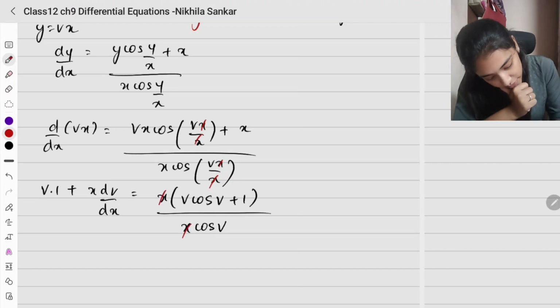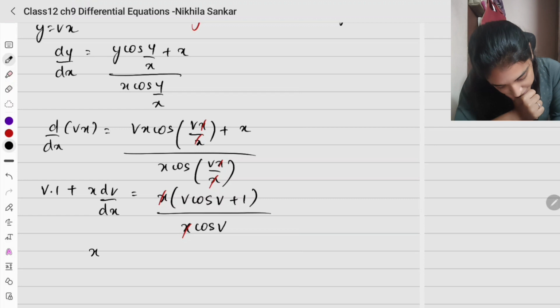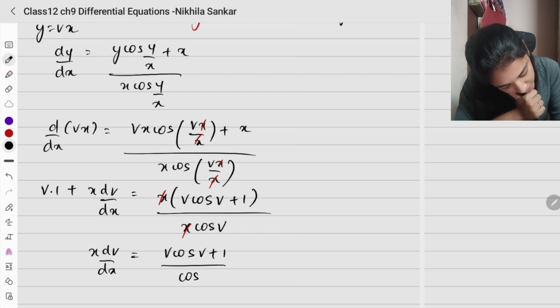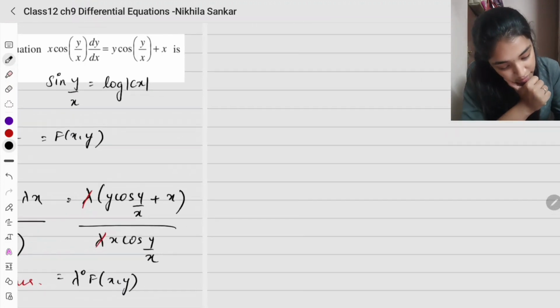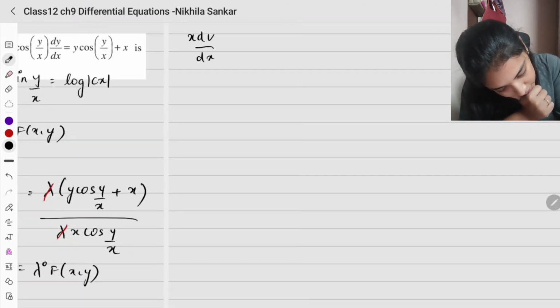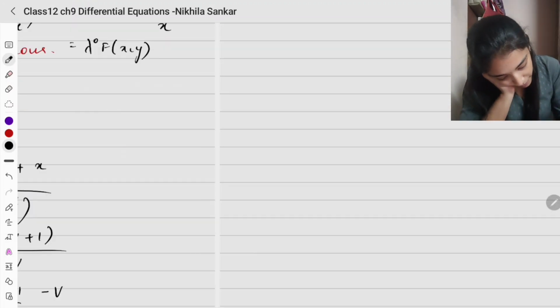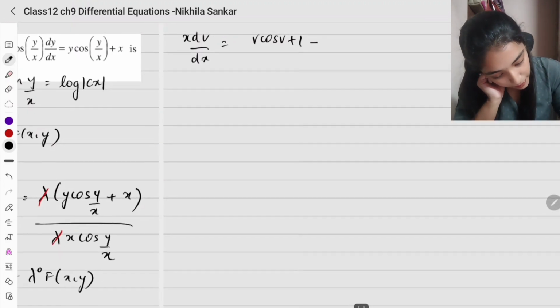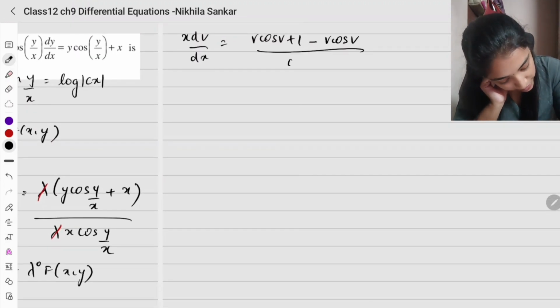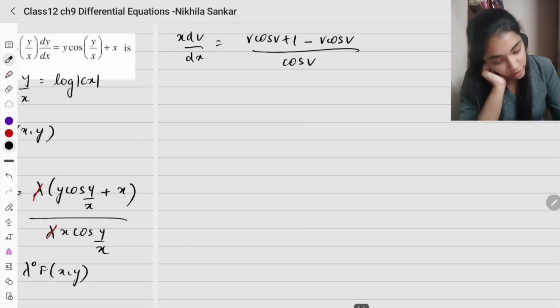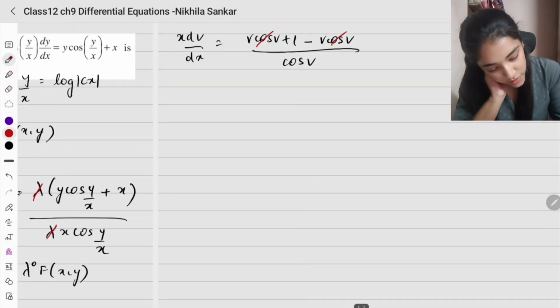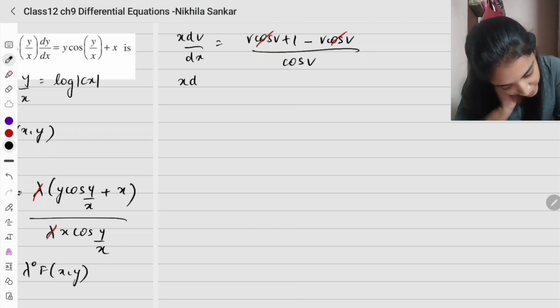So the x cancelled. So what do I have? X dv by dx equals v cos v plus 1 divided by cos v. Taking the v to the other side, I'm going to have minus v. Now taking LCM, what do I have? X dv by dx equals v cos v plus 1 minus v cos v, the whole divided by cos v. The correct denominator is going to be cos v. Now in the numerator, v cos v cancels, so I'll have 1 divided by cos v. So I have x dv by dx equals 1 divided by cos v.